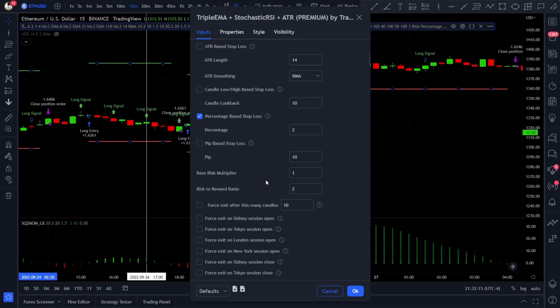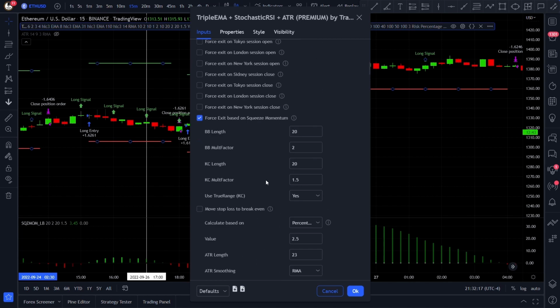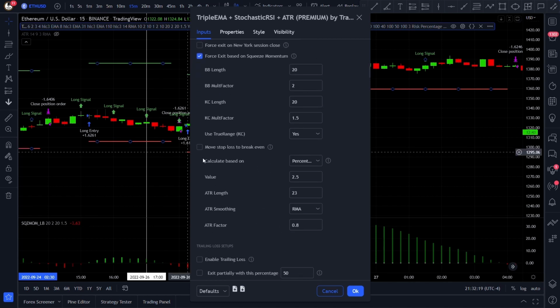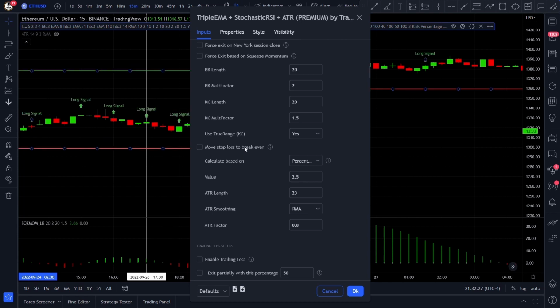in the Discord channel. Finally, we have one last option in this section, which is the move stop loss to break even. With this function, you can move the stop loss to the entry price level after the price has moved in the trade's favor by at least the set amount. Currently, you can choose from three options: the percentage based, the pip based, and the ATR based. First, let's set up the percentage based.